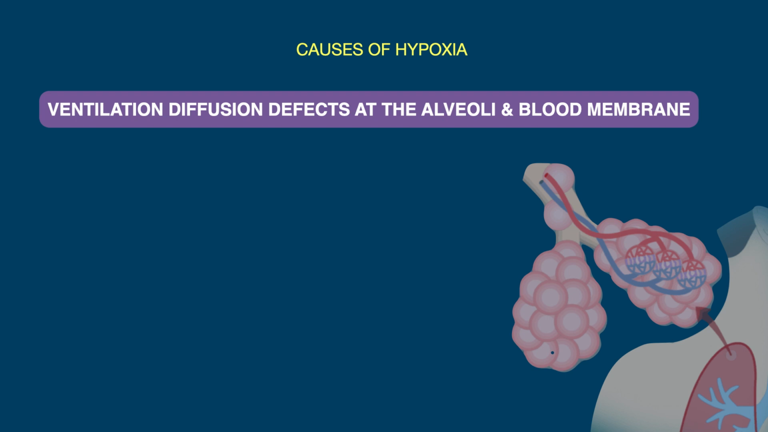Another stage where hypoxia can occur is at the level of gaseous exchange, which is at the alveoli. Pneumonia leads to inflammatory fluid buildup in the alveoli, which in turn then leads to poor ventilation and diffusion of gases in the lungs. Another example of this situation is pulmonary edema.